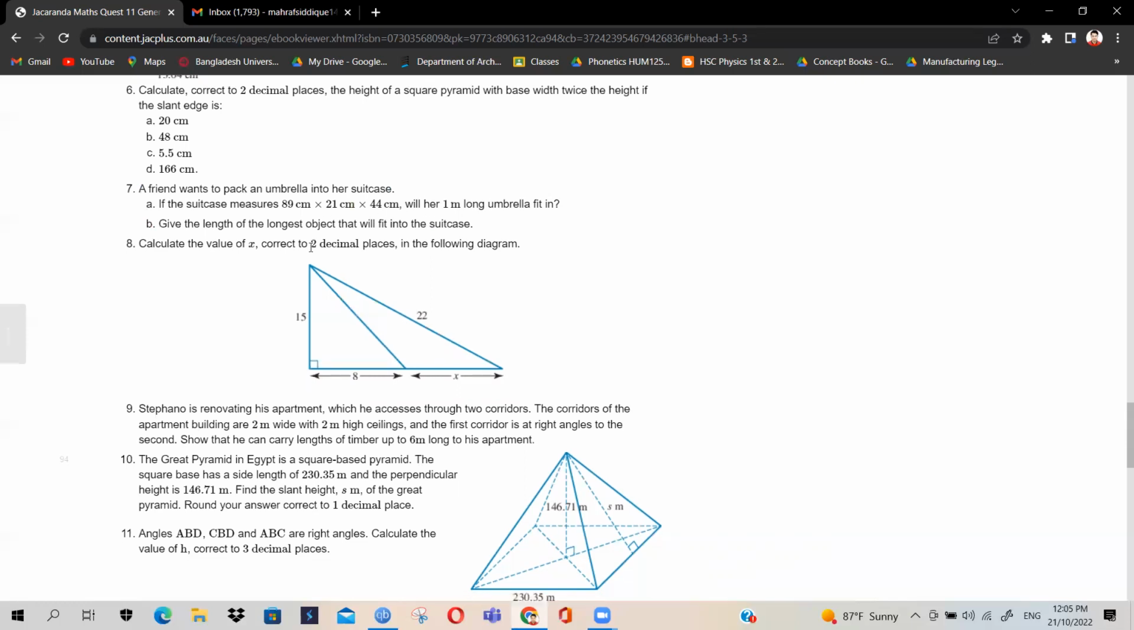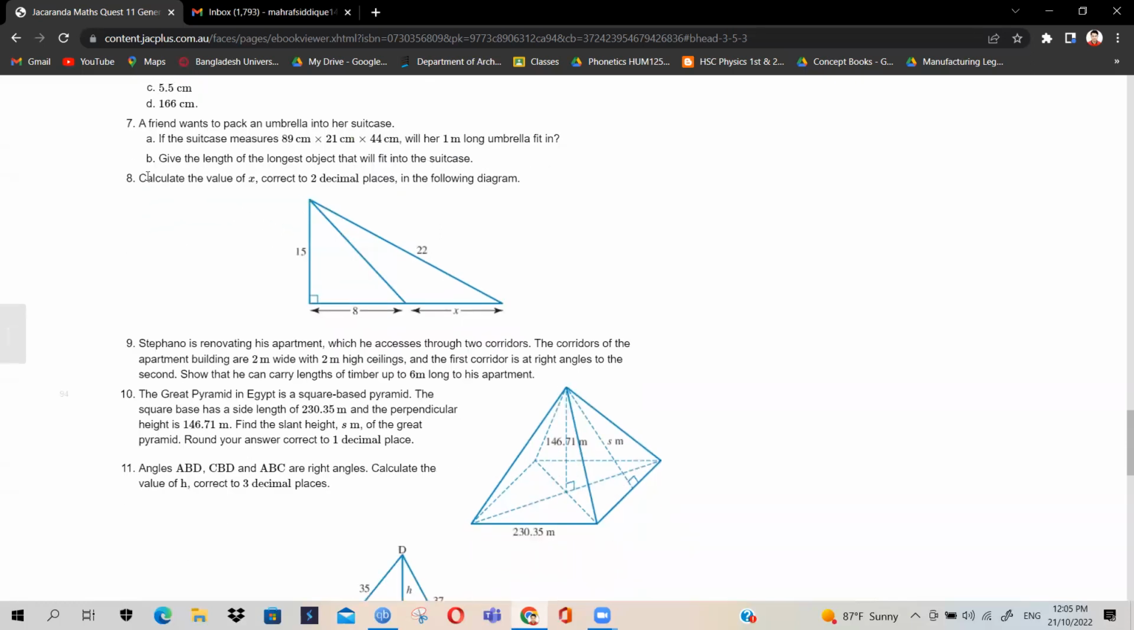Okay, if a friend wants to pack an umbrella into her suitcase, we'll have one. Very easy. Calculate the value of x correct to two decimal places in the following diagram. I will let you do it.